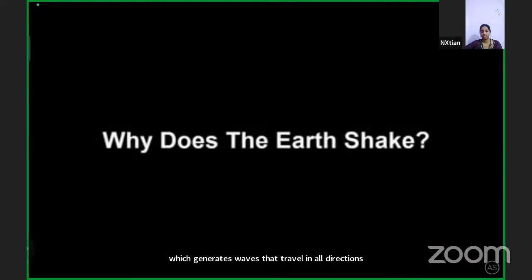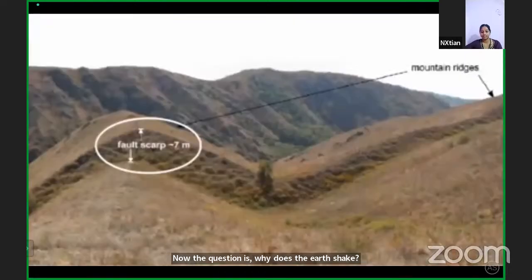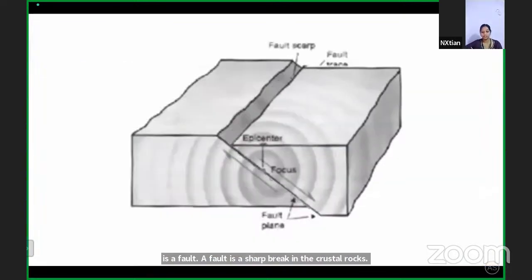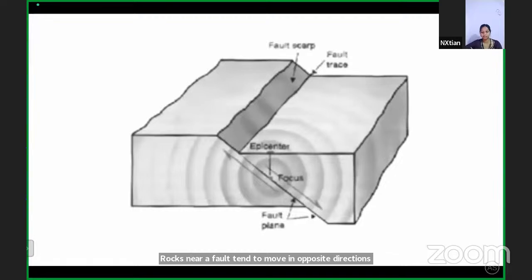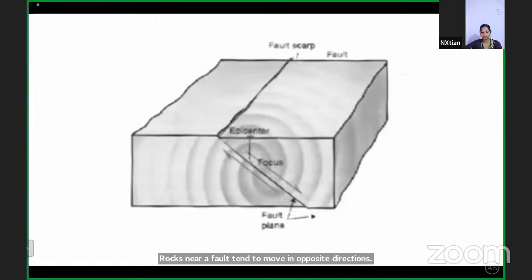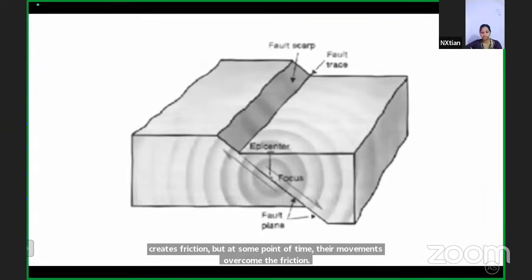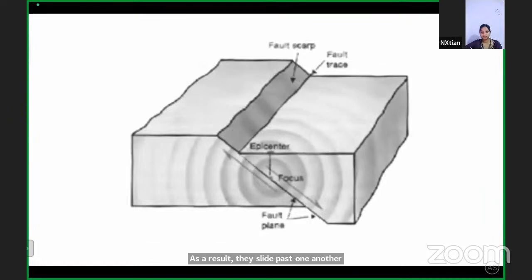Now the question is, why does the Earth shake? To understand that, you will have to look at this picture. This is a fault. A fault is a sharp break in the crustal rocks. Rocks near a fault tend to move in opposite directions. That creates friction, but at some point of time, their movements overcome the friction. As a result, they slide past one another. This causes a release of energy, and the energy waves travel in all directions.